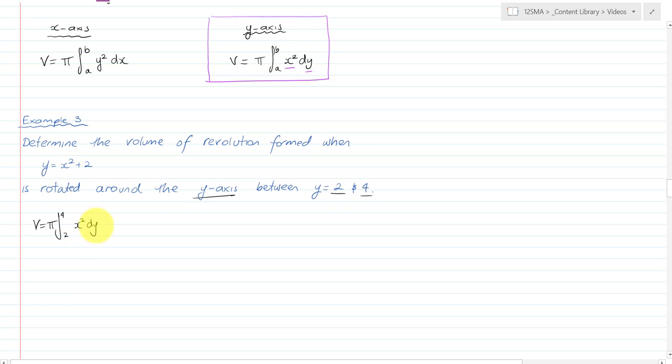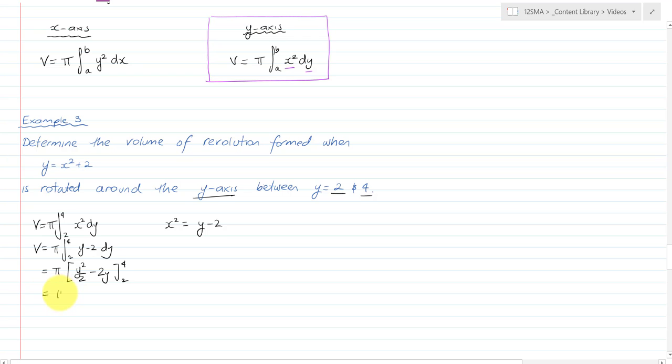And of course, x squared, hopefully you can see, is just equal to y minus 2. You don't have to rearrange it to find x and then square it back out. So be really careful that you don't overdo the question. We have x squared already. So the V is equal to pi, between 4 and 2, of y minus 2 dy, which is equal to pi of y squared over 2 minus 2y, between 4 and 2.